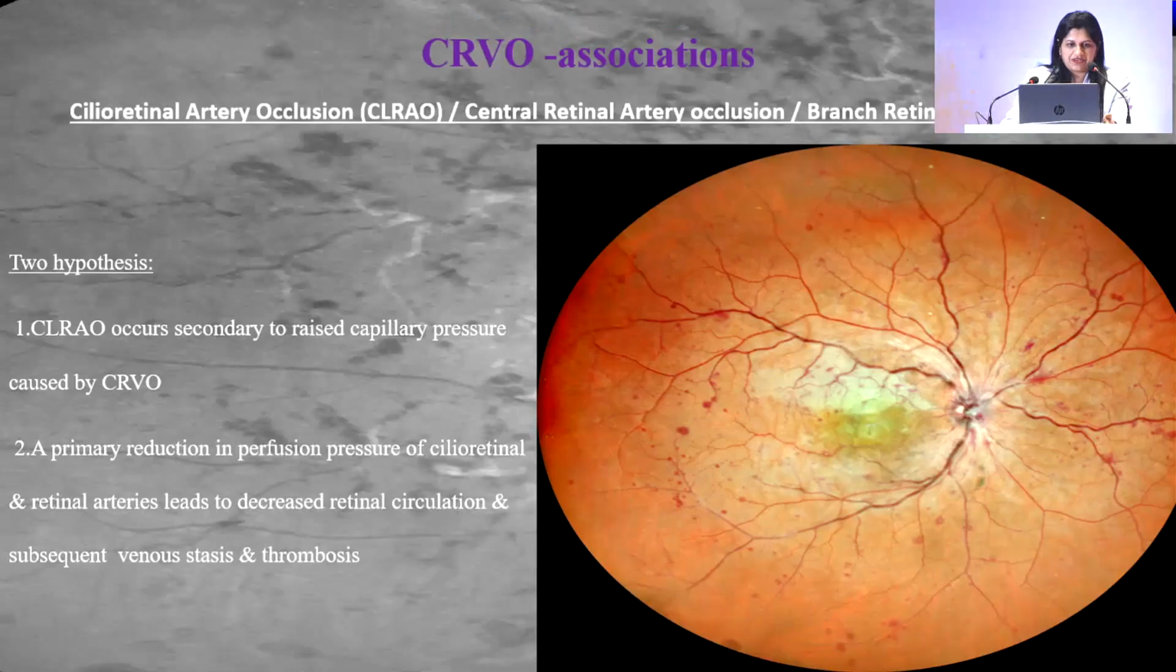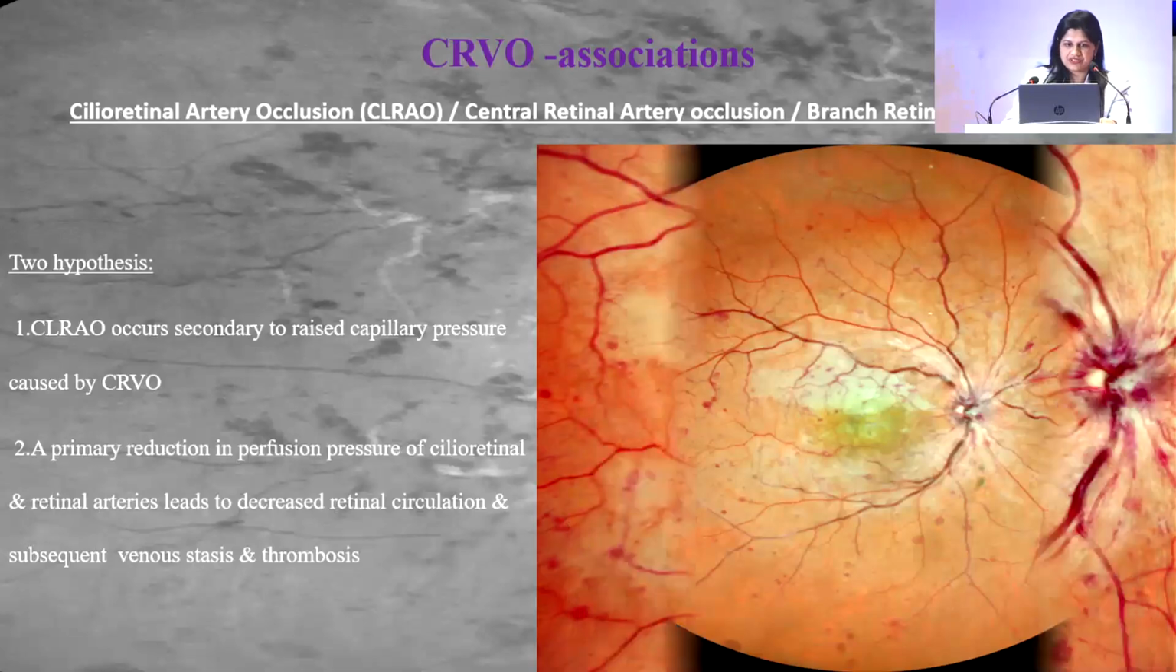disc or elsewhere. So the other associations with CRVO are cilio-retinal artery occlusion. There are two hypotheses: that it occurs secondary to the raised capillary pressure caused by the central retinal vein occlusion, or it is a primary reduction in the perfusion pressure of cilio-retinal and retinal arteries, which leads to decreased retinal circulation and subsequent venous stasis and thrombosis.